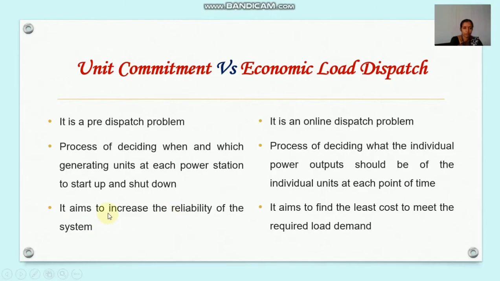So now, third point, unit commitment aims to increase the reliability of the system. So we are doing unit commitment for increasing the system reliability, whereas economic load dispatch aims at minimum fuel cost. So it aims to find the least cost to meet the required load demand. So that is the aim of economic load dispatch. So these are the main points that you have to highlight while writing a comparison. These are very important points.